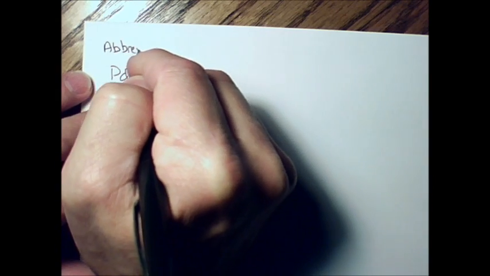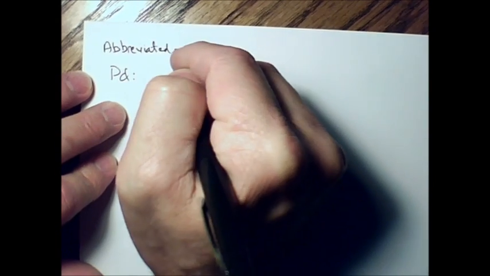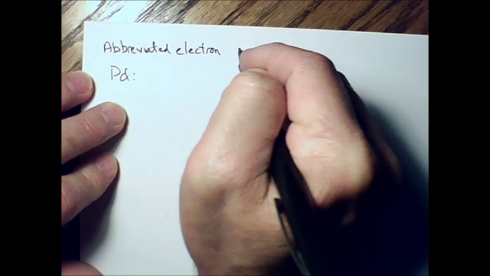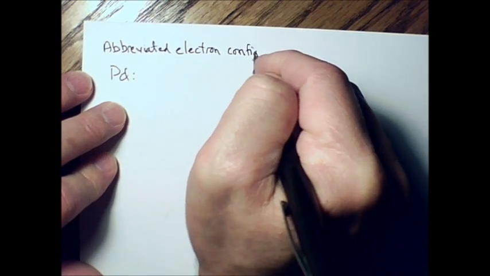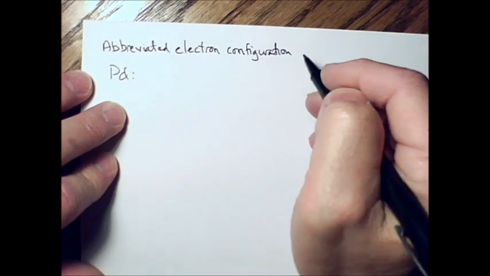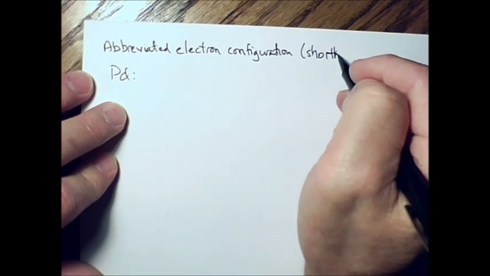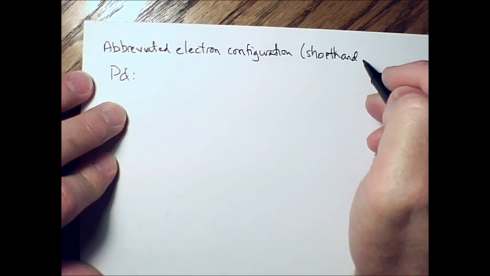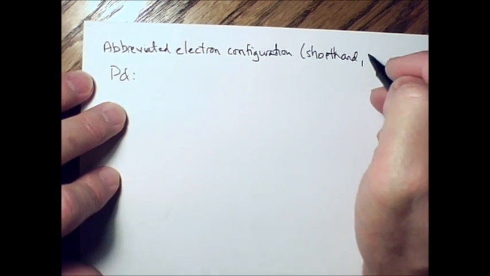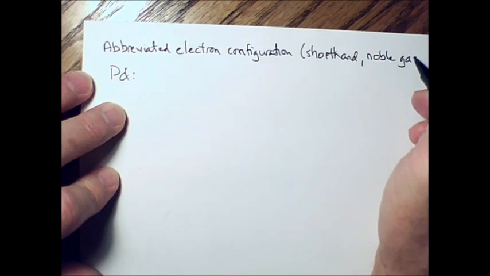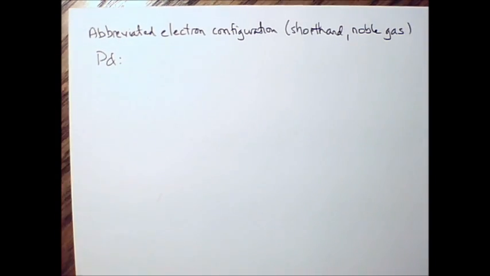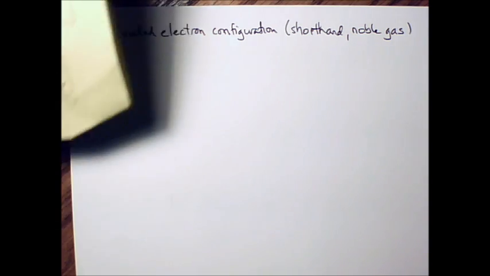So that's PD. And so what we're doing is we can call it an abbreviated version. We could call it shorthand. That's kind of abbreviated, isn't it? Or we also could call it the noble gas configuration. All right? Because we're going to use a noble gas for this. So I want to do the orbital notation for palladium.